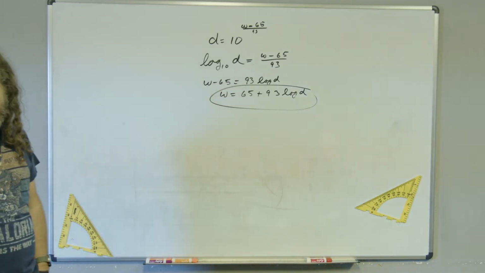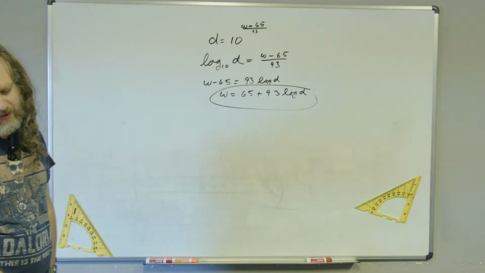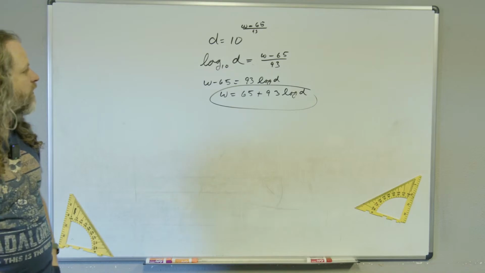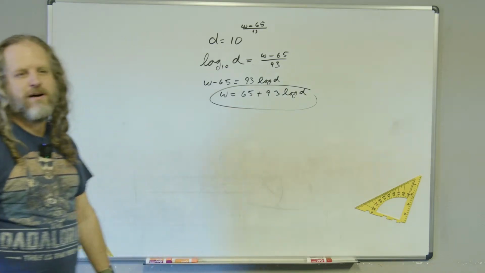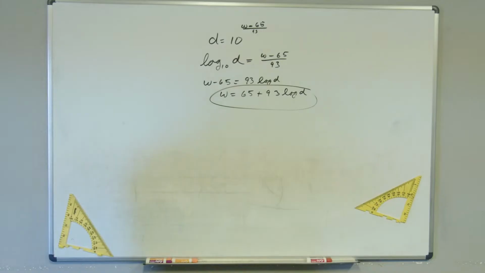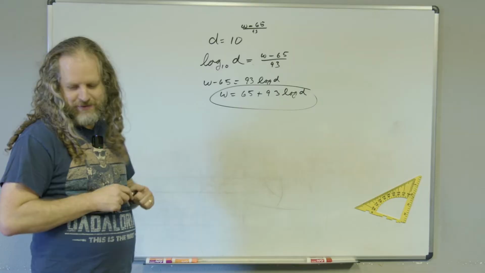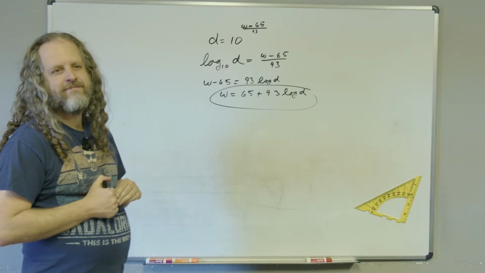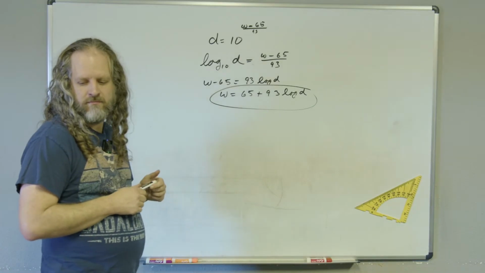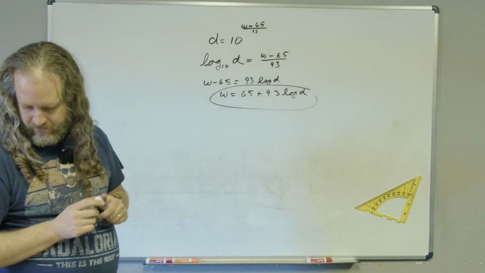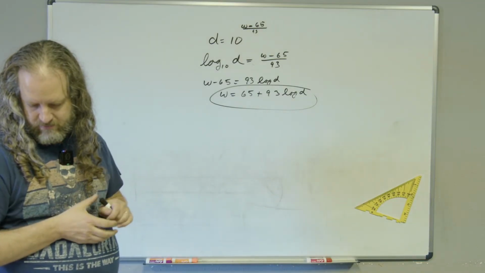And then for part B, it just asks if the tornado travels 100 miles, estimate the wind speed. So put 100 in there and Bob's your uncle. Bob is my uncle. No, it's not. Log base 10 of D is 2, because 10 squared is 100. And then 2 times 93 plus 65 is 251, apparently. Does that make sense, Landon, on this problem? Yeah, that made a lot more sense.